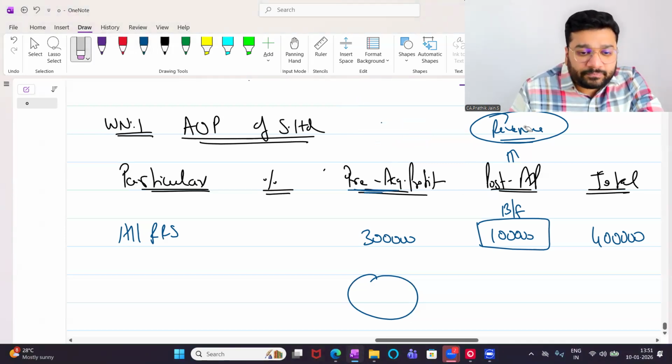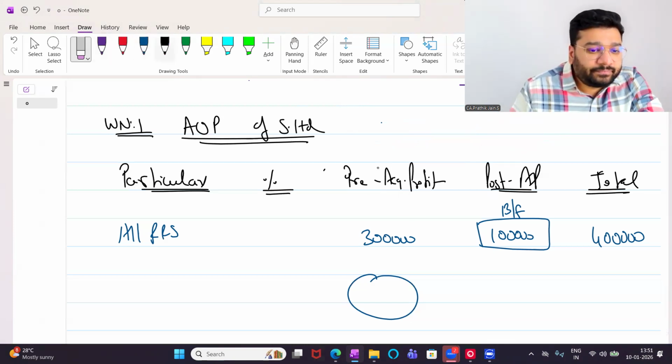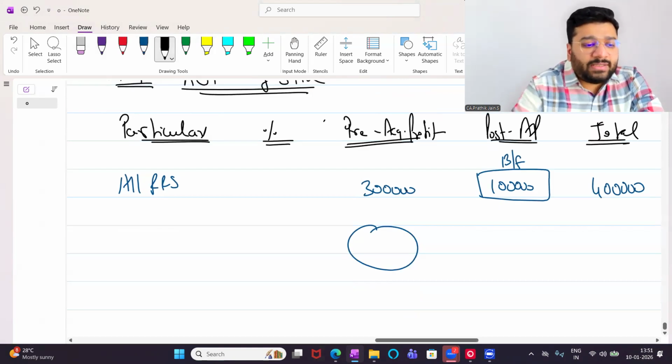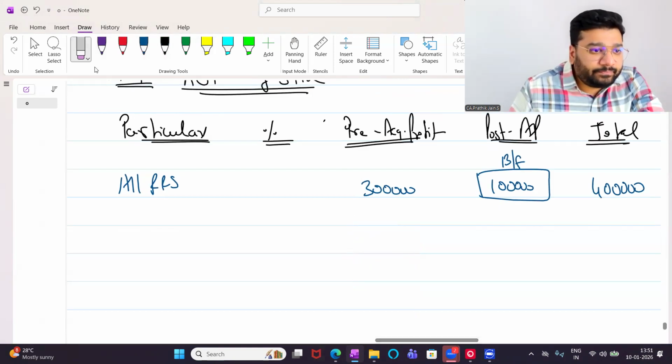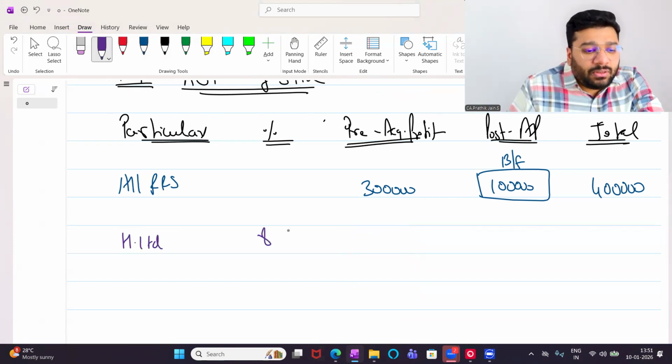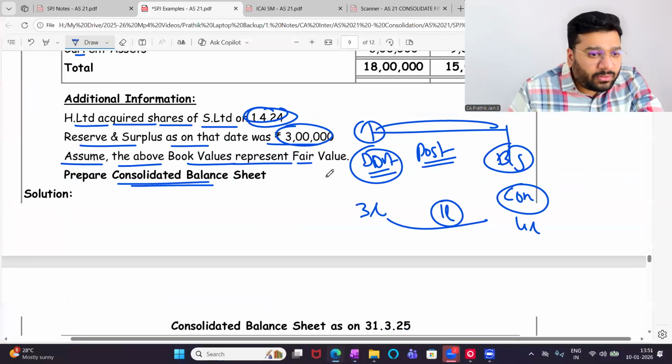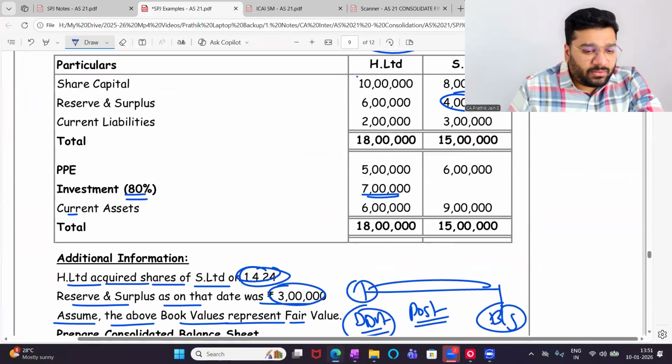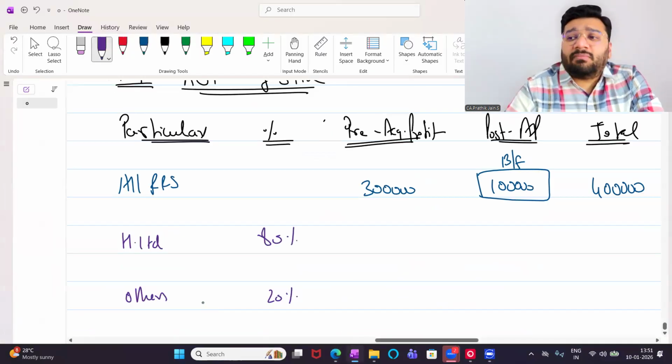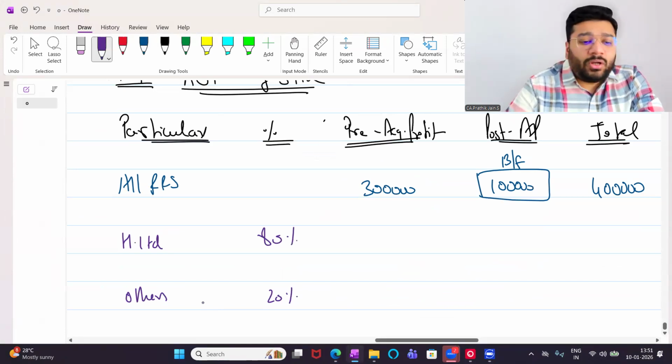Okay, not okay? Online people, okay, not okay? Okay, sir. Now, what is the next step? H Limited, Holding: how much is the percentage? 80. H is called majority interest. Next is others. How much? 20% only, no? Yes, sir. Others are called minority interest, also called non-controlling interest.